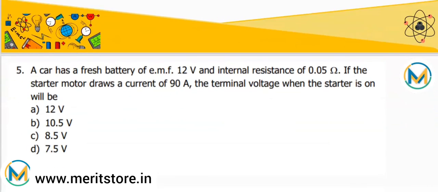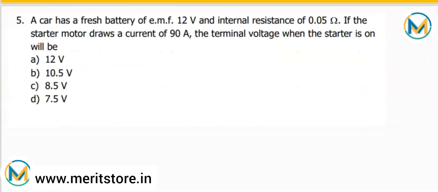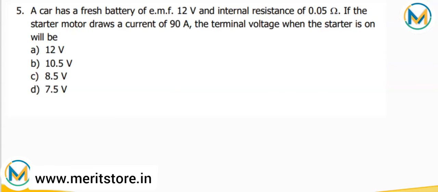Moving towards the last question. A car has a fresh battery of EMF 12 volt and an internal resistance of 0.05 ohm. If the starter motor draws a current of 90 ampere, the terminal voltage when the starter is on will be.